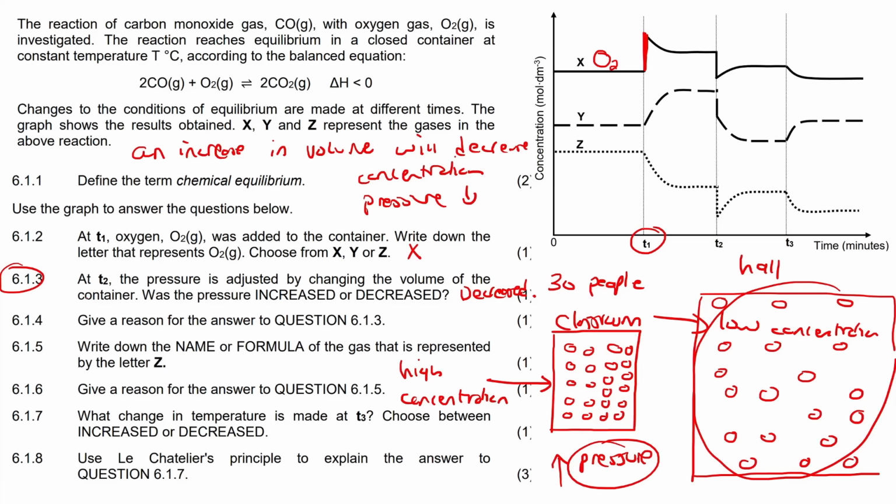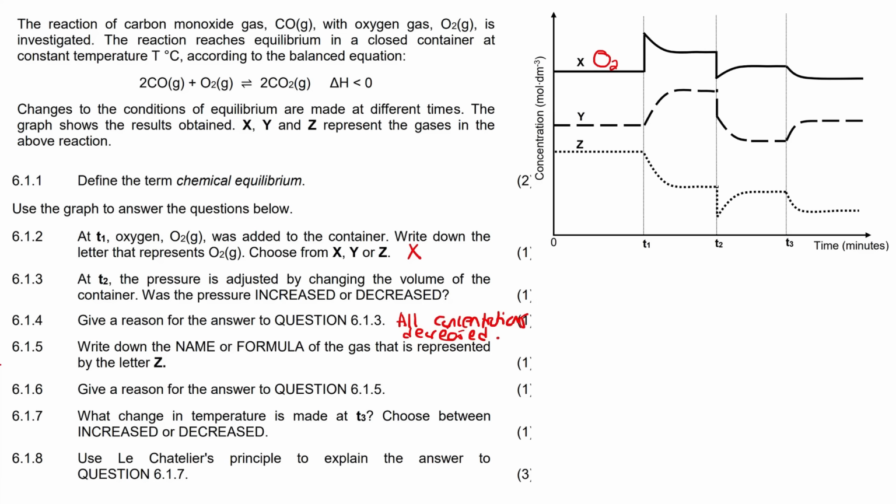And what was the reason? So for 6.1.4, what was the reason that allowed us to see that? Well, we just saw on the graph that all of the concentrations decreased. So we can just say all concentrations decrease. Okay, this is question 6.1.5. Write down the name or formula of the gas that is represented by letter Z.